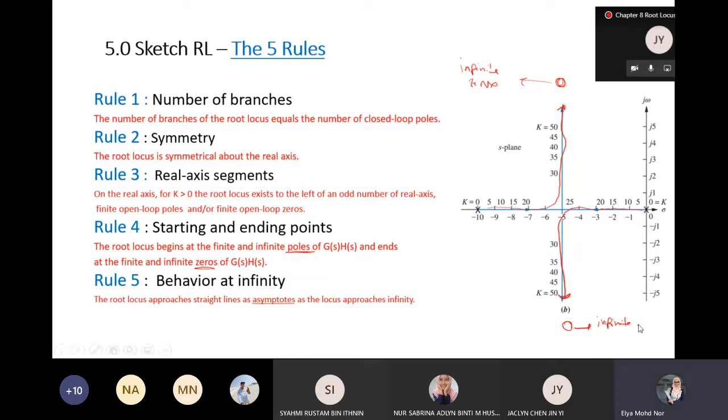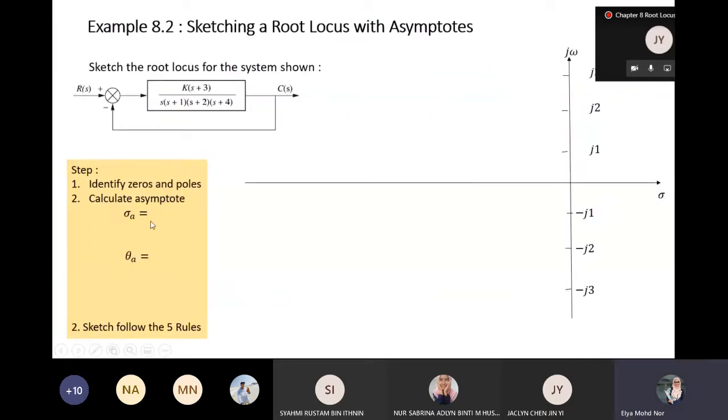It is actually moving to a zero, but it is somewhere in the infinite space. So lastly, rule 5, behavior at infinity. The question is, when it goes to infinity, what is the behavior? Is it diverging to the left, to the right, or going up? This is where we use rule number 5, where we find the asymptote. Those are the things that we learned yesterday, summarized in these two slides. Okay, next, an example.